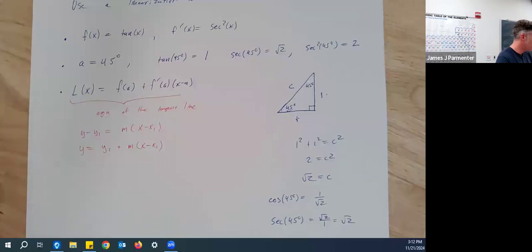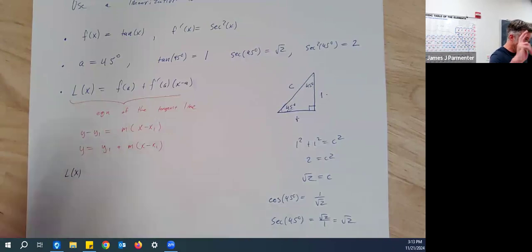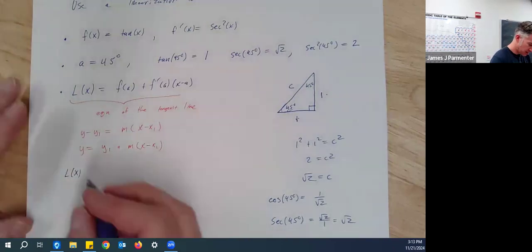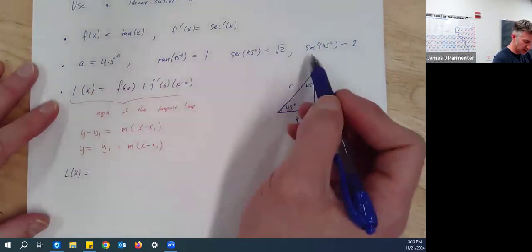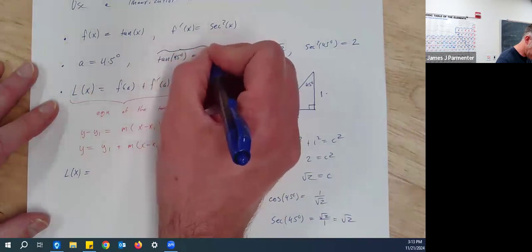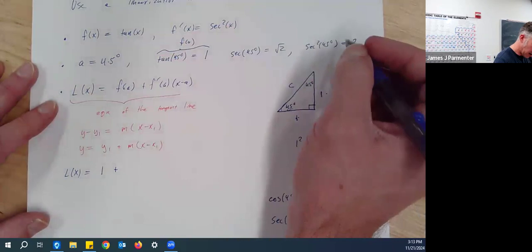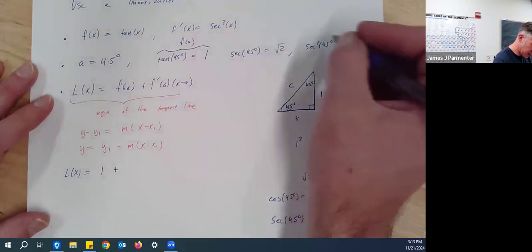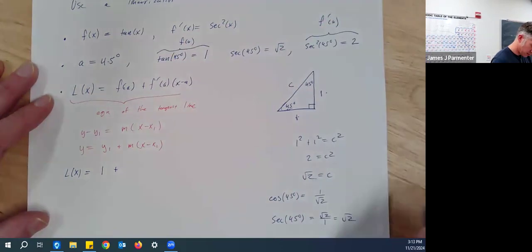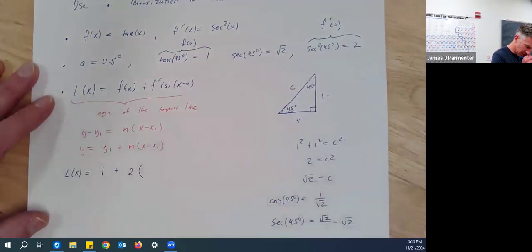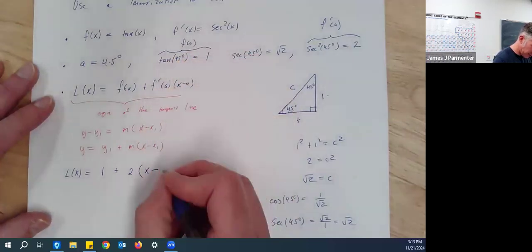You know it well. So in this case, it's going to be y, L of x, equals my y value, which is just what you get when you plug in 45 degrees to tangent. So right here, right, there's my f of a, which is going to be 1, plus my f prime of a, which is going to be that, times x minus my a, and my a was 45.